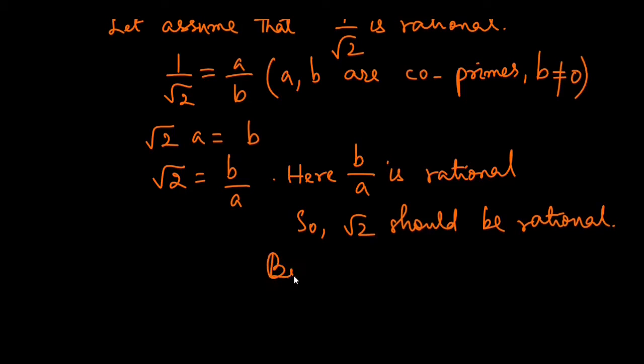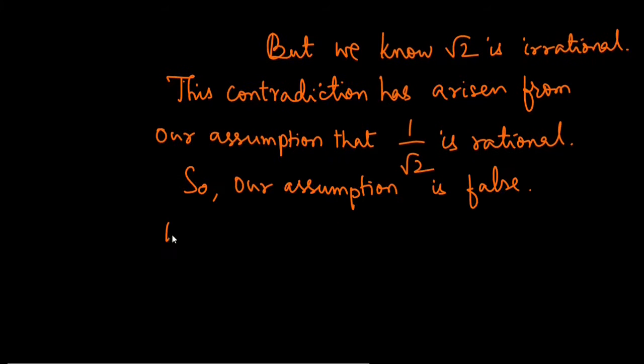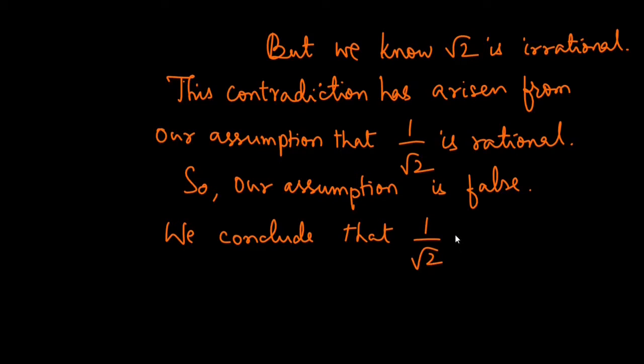But we know root 2 is irrational. This contradiction has arisen from our assumption that 1 by root 2 is rational. So our assumption is false. We conclude that 1 by root 2 is irrational.